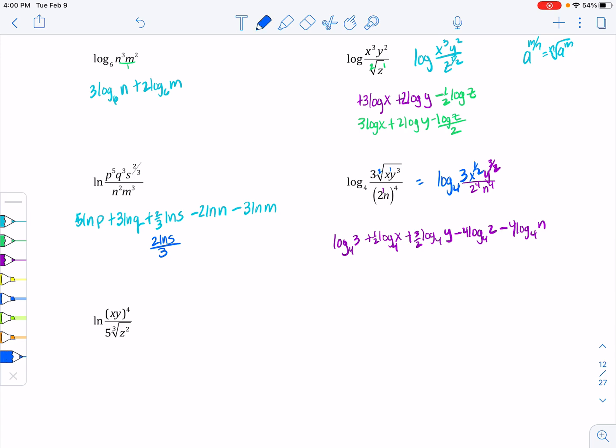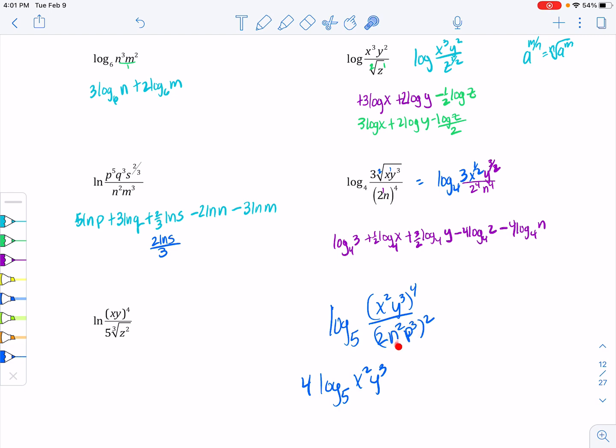Let me show you if I give you something like log base 5 of x squared y cubed to the 4th over 2n squared p cubed to the 2nd. So here these are in the top, so we're using both of these because they're being raised to the 4th. So I split it so that it's log base 5 of x squared y cubed, but the power is 4.